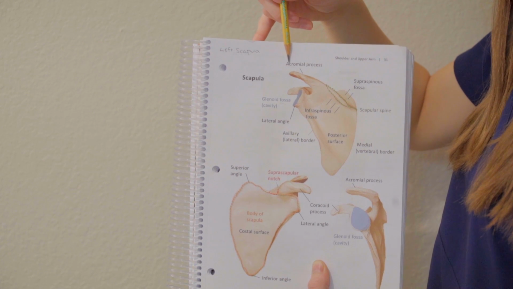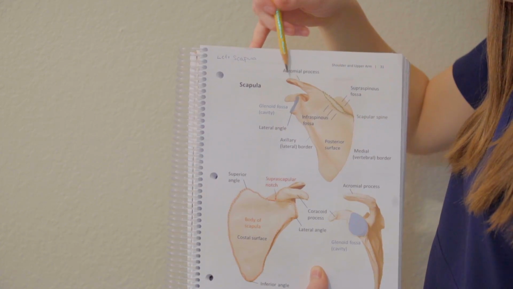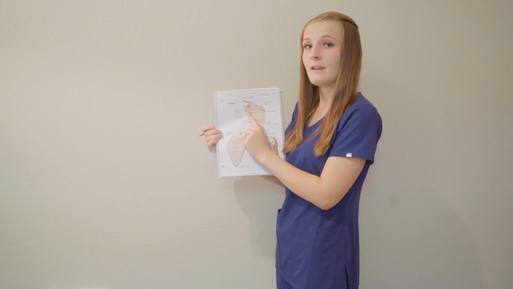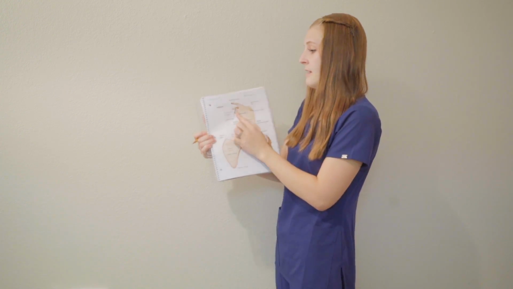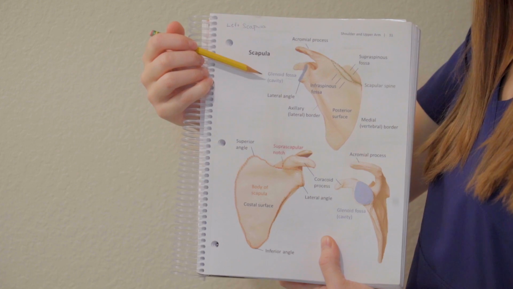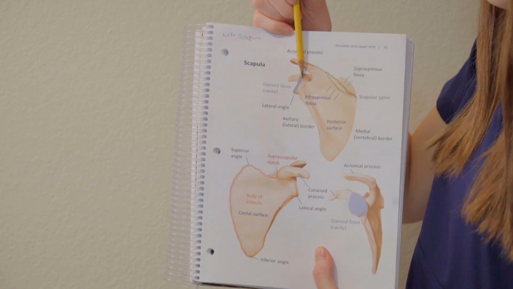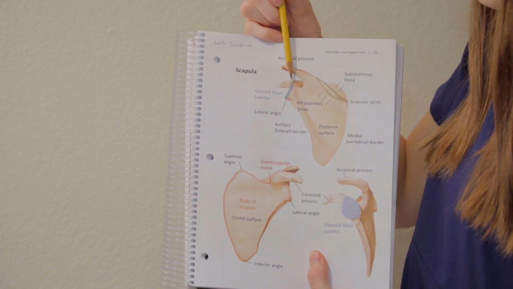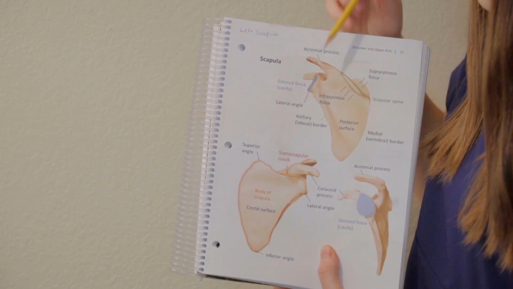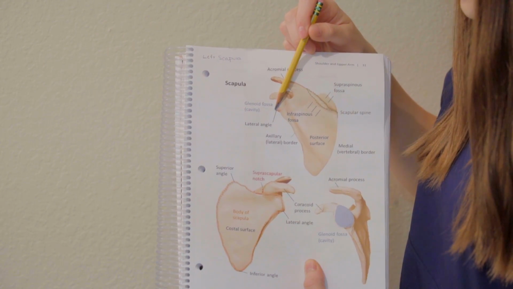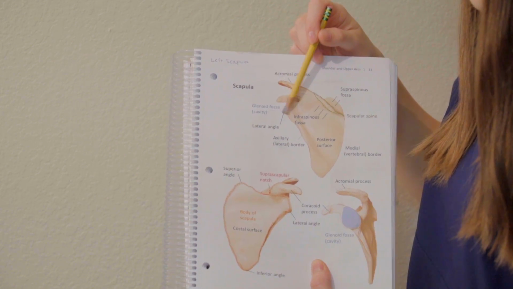So acromial process. Then below we have the glenoid fossa, also known as the glenoid cavity. Fossa means a shallow depression. So on your model you will see the bone divots in. Below the glenoid fossa is the lateral angle. And you can see it's in the shape of an L, so it's a 90-degree corner.